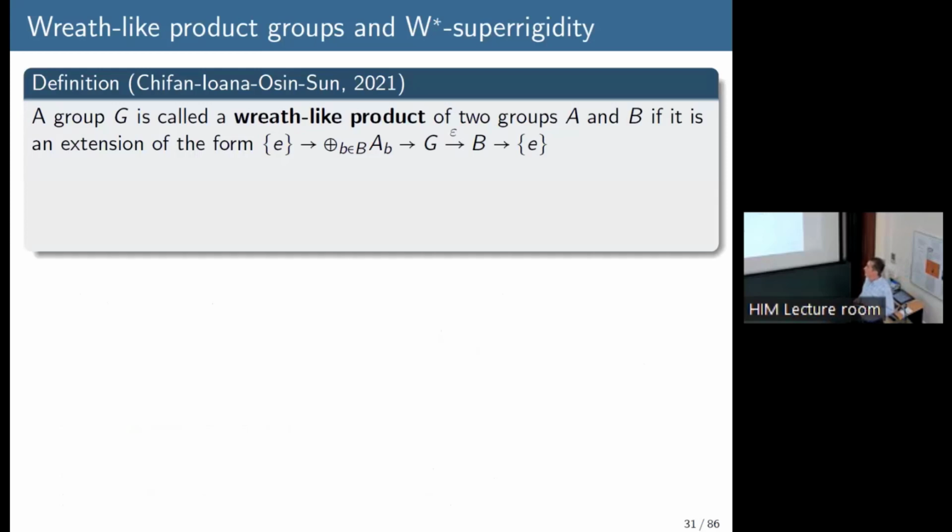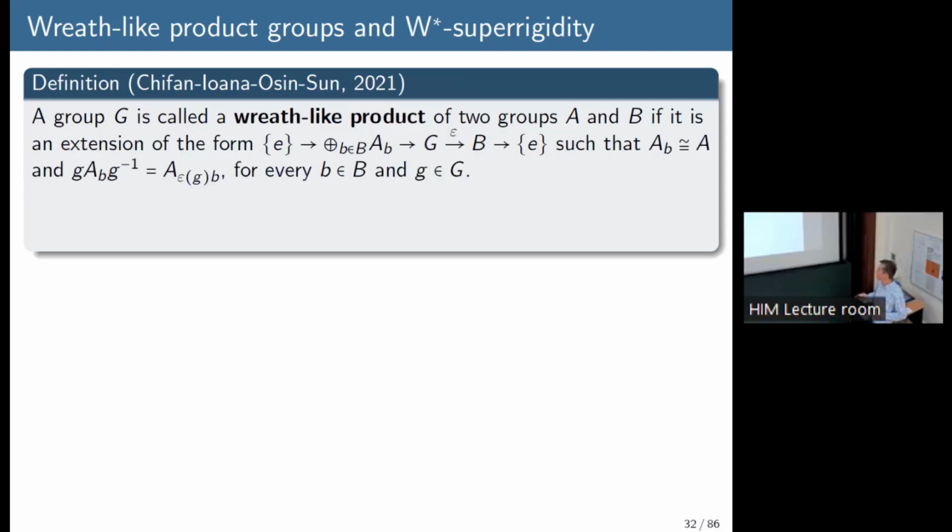Okay. Now let me recall what it means to be a wreath-like product group. They imitate the notion of wreath product groups, but with an important property. First, a group G is said to be a wreath-like product group of A and B if G sits inside a short exact sequence: the infinite direct sum of A indexed by B sits inside G, and G maps onto the group B, and it satisfies this formula, exactly as we have for wreath product groups.